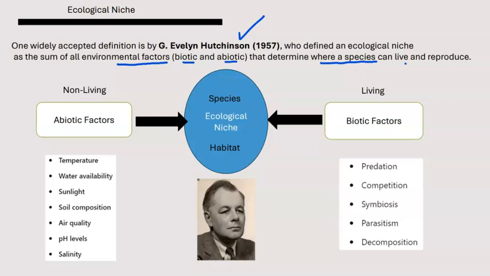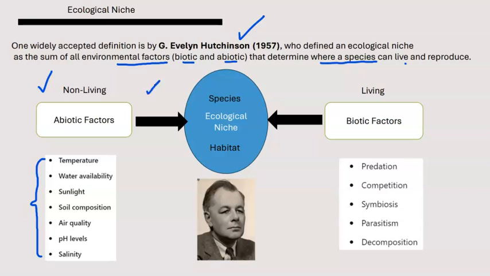Hutchinson's abiotic factors were the non-living components of the habitat, and here we have a list of the typical abiotic factors that may be affecting the distribution and indeed the abundance of any particular species.